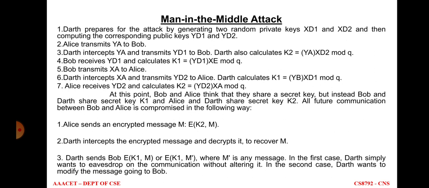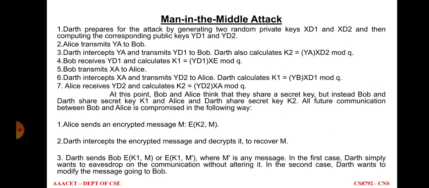So let us assume there are two users, Bob and Alice. The first user is Alice and the second user is Bob. In the man in the middle attack, there is some third party named Darth. Darth appears in the middle of Alice and Bob and retrieves the key value. That attack is known as the man in the middle attack.